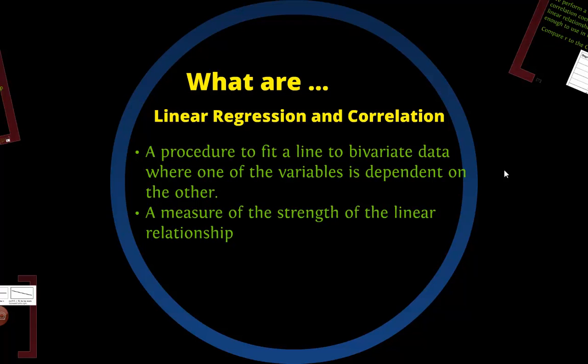So what is linear regression and correlation? Linear regression is a way to put a line through bivariate data. That just means XY data, so we have an X value and a Y value, where one variable is dependent on another. We have a whole bunch of points and we want to stick a line through them. That way we can use it for prediction and basically see whether something happens to it. And correlation is the measure of the strength of that line. So that's what these two things mean, and we're going to talk about them a little bit.